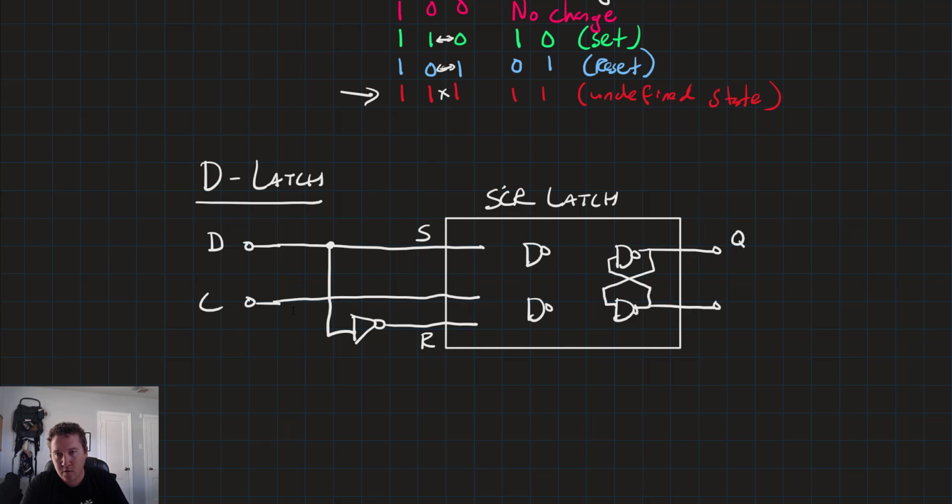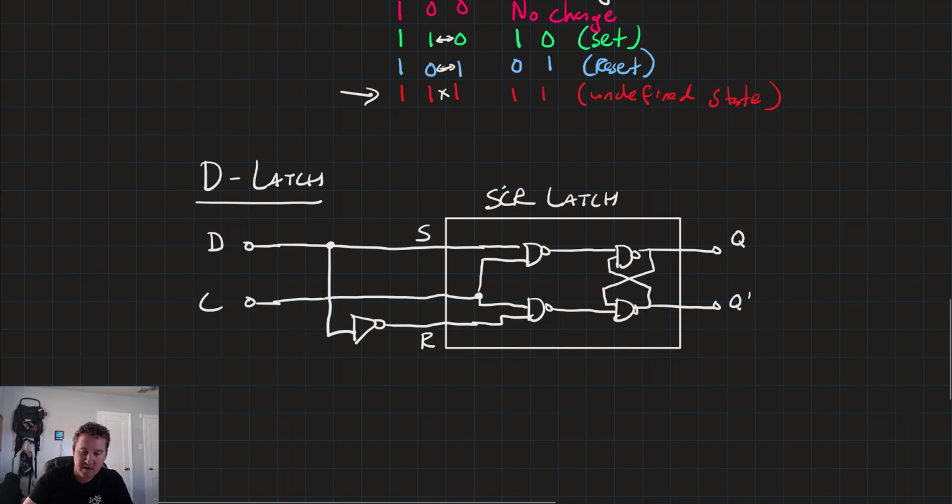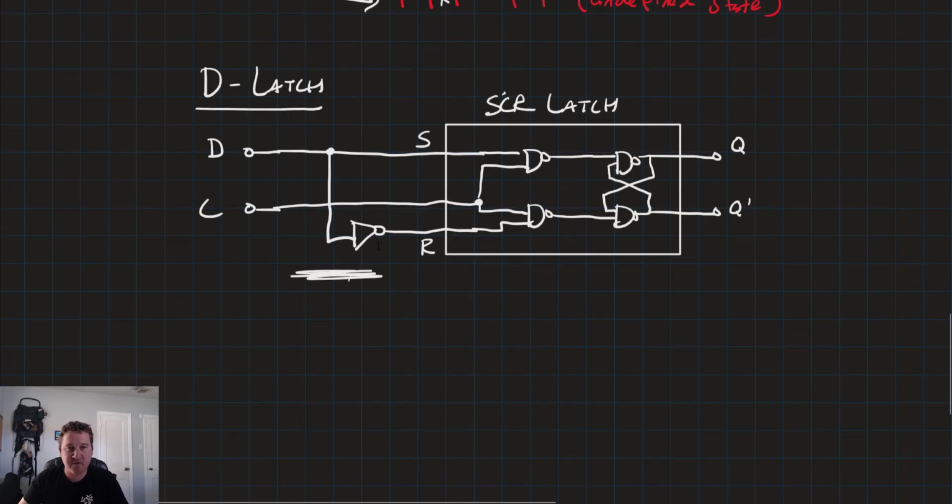Q, Q naught. Those guys feeding, the R feeding to the inputs, and the control splitting both ways. And so that's just the SCR latch that we just looked at. And like we said, the only real difference here is we have one input D that we invert to ensure that S and R are always flipped over.